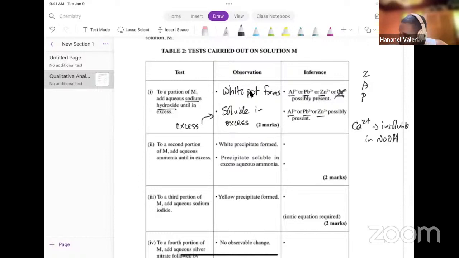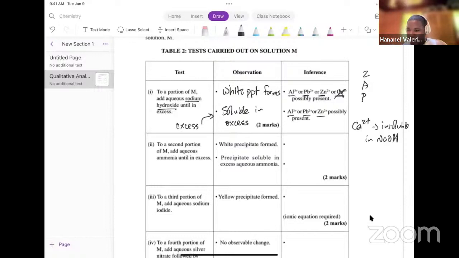It's soluble in excess. So therefore we're left with aluminum, lead, and zinc. All right. Now, all that is nice and easy. So we go to the second test.